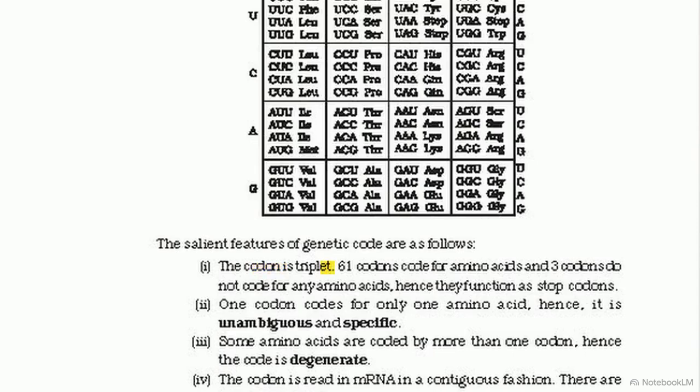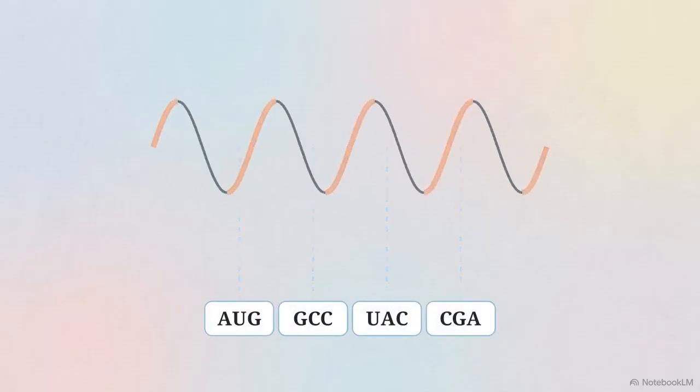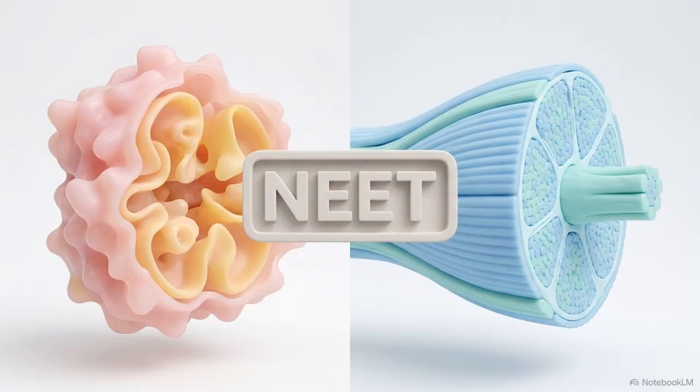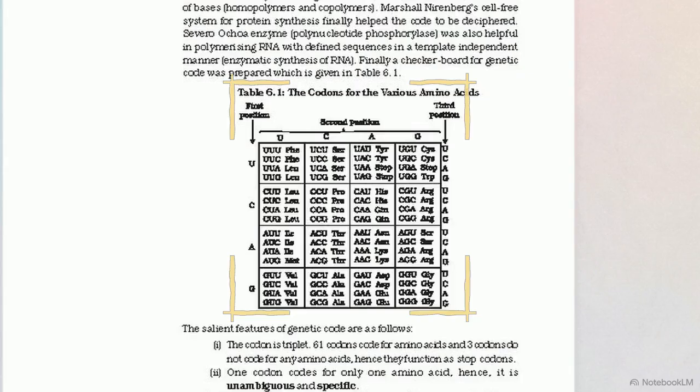Out of the 64 possible triplets, 61 actively code for amino acids, while the remaining 3 function purely as stop signals. This mathematical necessity forms the structural foundation of all protein synthesis on Earth. Because it governs everything from bacterial enzymes to human muscle tissue, it is a guaranteed high-yield topic for the NEET exam. This chart shows the genetic code checkerboard, the master dictionary cells use to translate mRNA into proteins.